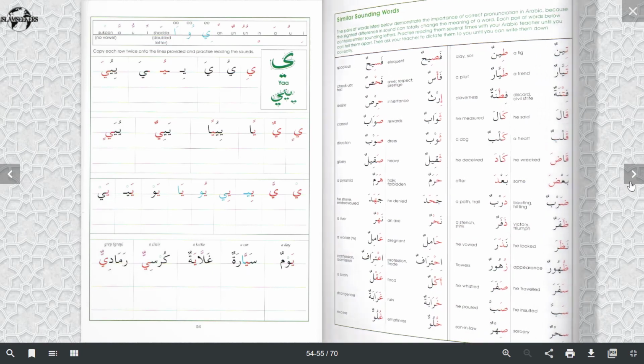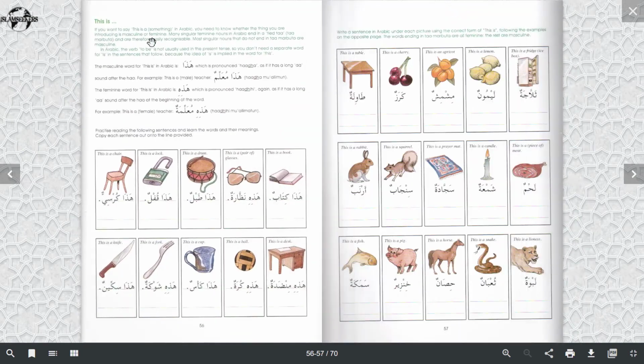Page 56. This is. If you want to say this is a something or other in Arabic, you need to know whether the thing you are introducing is masculine or feminine. Many singular feminine nouns in Arabic end in a tied ta, ta marbuta, and are therefore easily recognizable. Most singular nouns that do not end in ta marbuta are masculine. In Arabic, the verb to be is not usually used in the present tense, so you don't need a separate word for is in the sentences that follow, because the idea of is implied in the word for this.